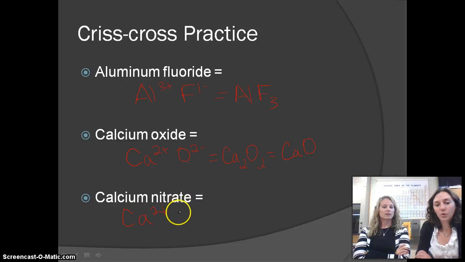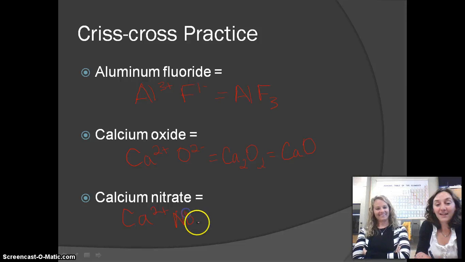Calcium and nitrate. Ooh, we threw a polyatomic in there. Wow, that was tricky. It is tricky. NO3, and it has a -1. Okay, so crisscross it down. Calcium would get a 1. NO3 will have 2. So give me parentheses, please. Can't put the other number down.